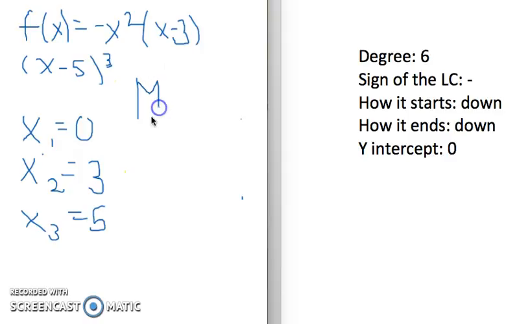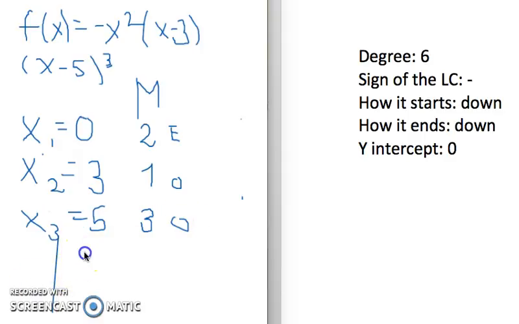So now we find its multiplicity, which is the exponent of each x. For x1, its exponent is 2, just like here. For x2, its exponent is 1. For x3, its exponent is 3. So now we see which number is even and which number is odd. This one is even, this one is odd, and this one is odd.